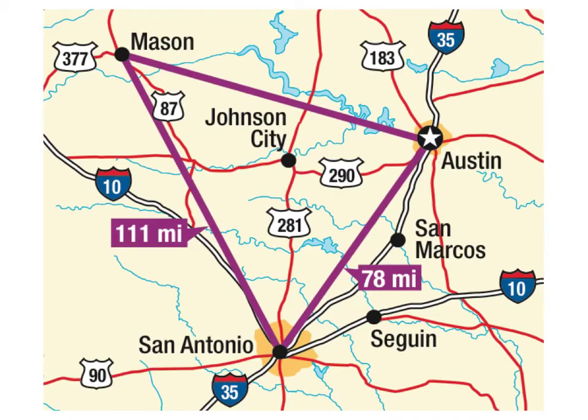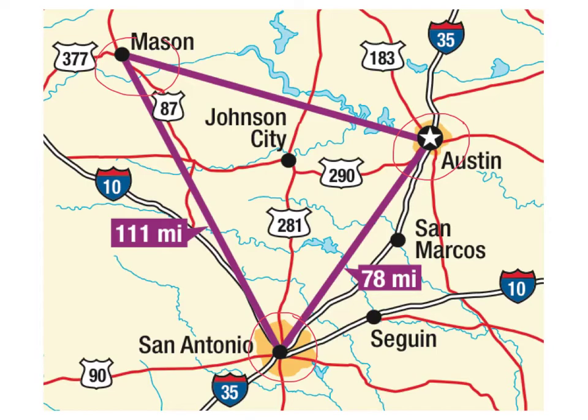Let's look at a map and at three cities and try to determine the length of the distances between the three cities. The three cities we're focused on here are San Antonio, Austin, and Mason. The map shows the approximate distances from San Antonio to Mason and from San Antonio to Austin. What is the range of distances from Mason to Austin?